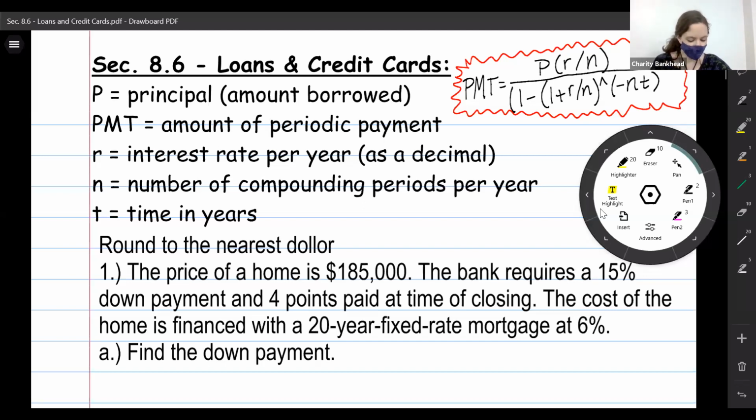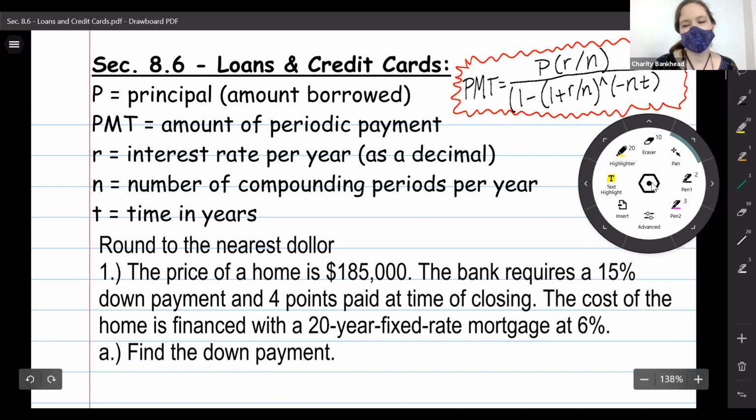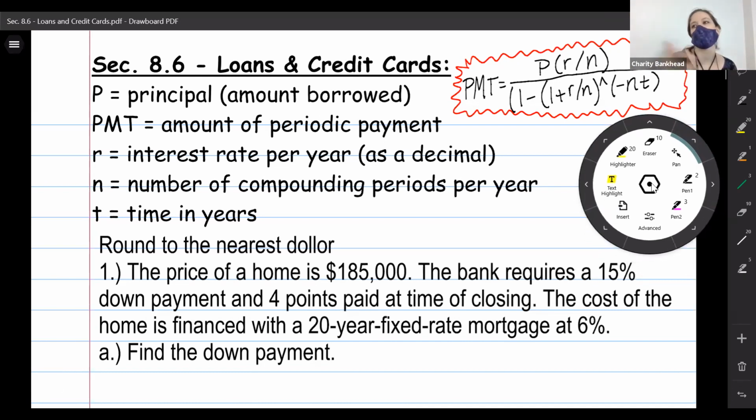All right. Okay. So we're going to finish up chapter 8 today. So today we're going to be talking about loans. So loans that have payments made on them. All right. So again, we're using the same variables that we have been using for basically the whole chapter.